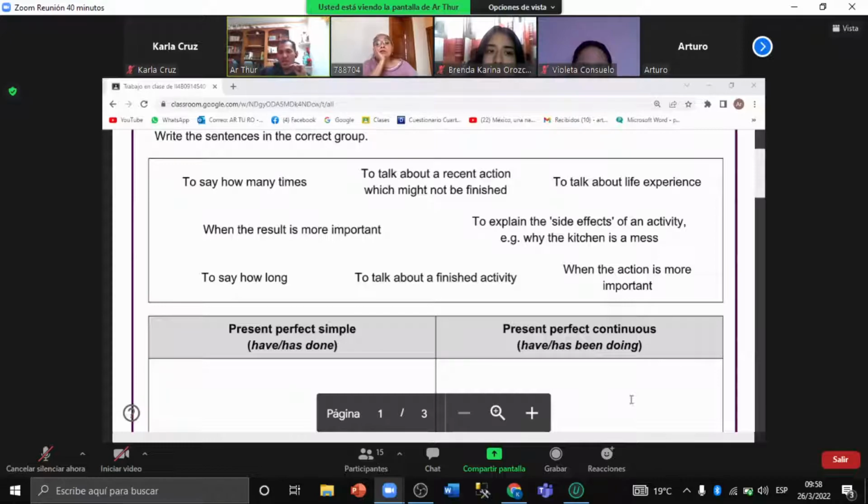To talk about life experience. Present perfect continuous? Present perfect. It's only present perfect. Yes, of course. When the result is more important. Present perfect. Okay. To explain the side effects of an activity, why the kitchen is a mess.